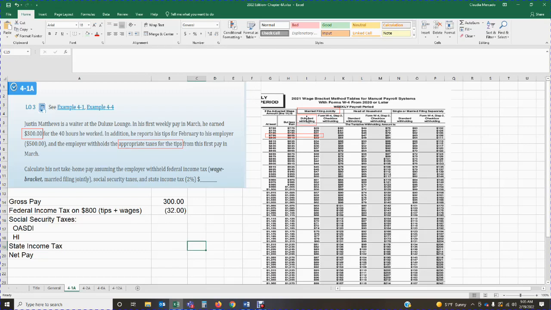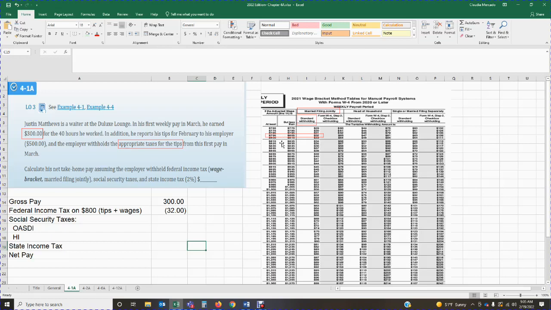I looked at my standard withholding. I located the amount of $800 in my brackets. So it's between 795 and 805. I just run my finger across, and wherever we have the standard withholding, that's the amount that we're going to withhold, which is $32. Okay? So just be careful on the amounts that you choose. Make sure that you are using the right bracket.